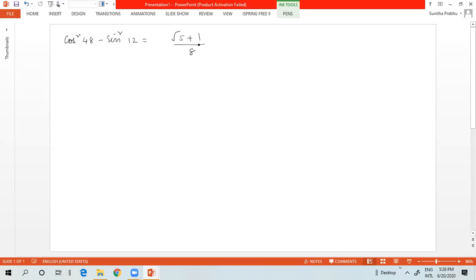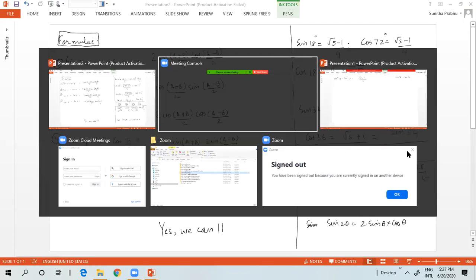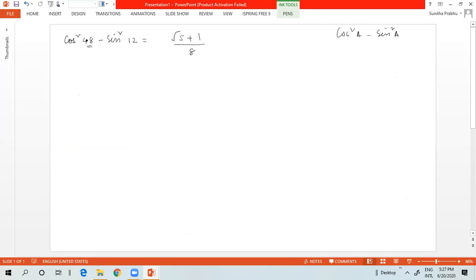One thing I'm thinking is, if this were cos square 48 minus sine square 48, then we have cos square A minus sine square A, for which we have the cos 2A formula. And this 48 is not any of the angles which we know, like 18, 36, 54, 72, for us to plug in the values directly. So we can't do any magic and write it. Okay, so what to do?